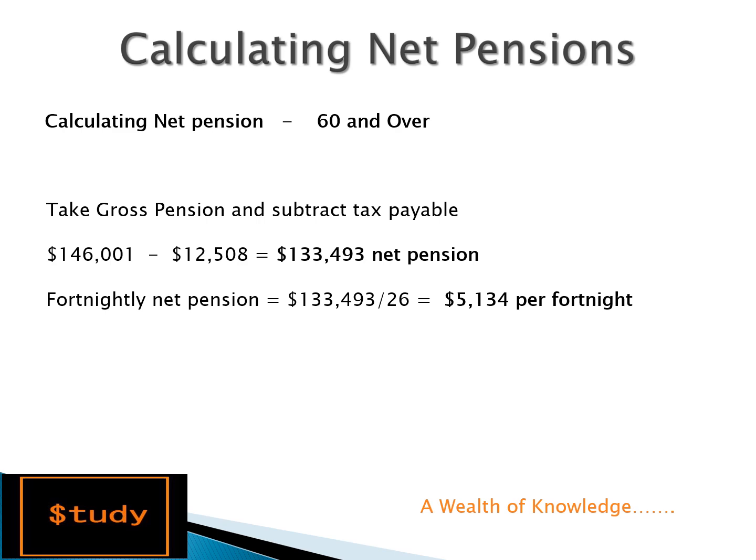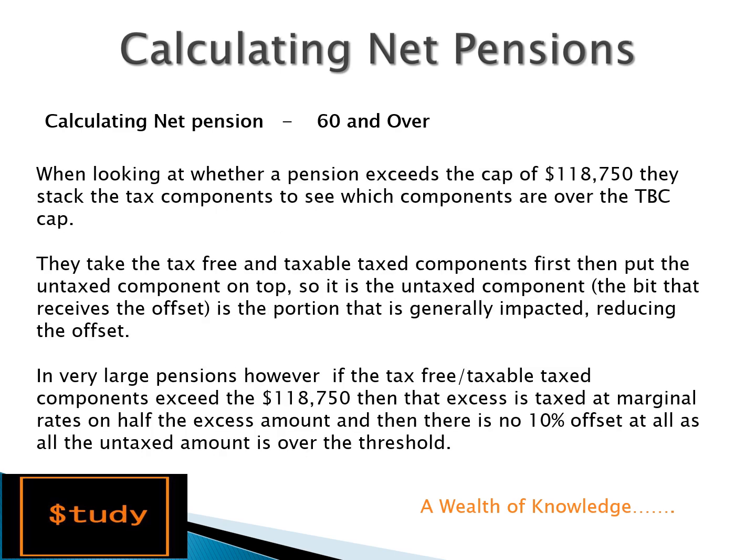Not bad. Anyway, look, there is another issue. When we look at the portion of money that is over the cap, what they do here is they stack the actual tax components. They take the tax-free and the taxable components first. Then they put the untaxed bit on top. So let's imagine your tax-free and taxable components were 80,000, and then you had 50,000 of the untaxed. Well, it's that extra 50,000, the untaxed, that pushes you above the 118,750.